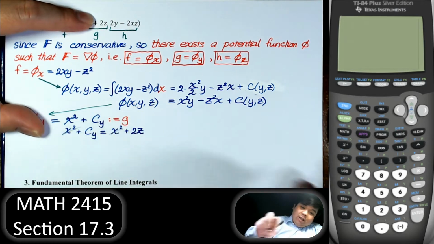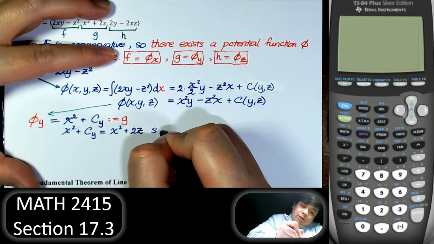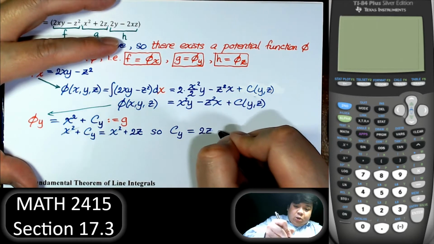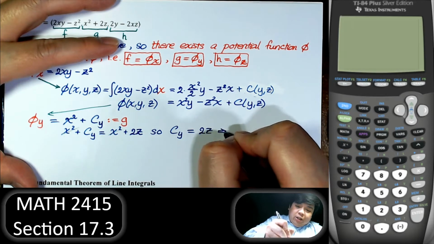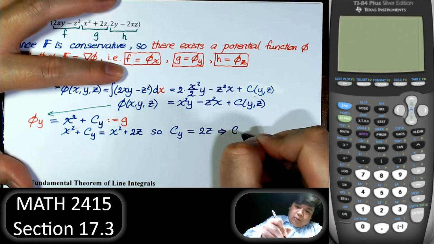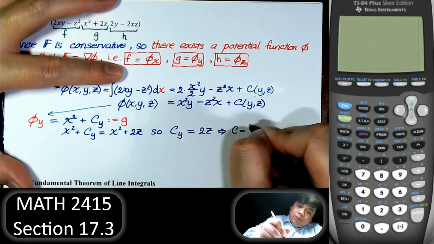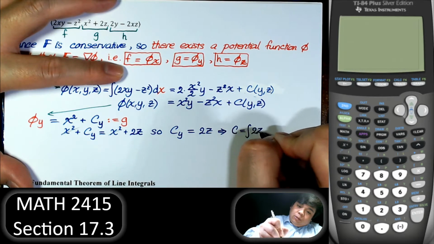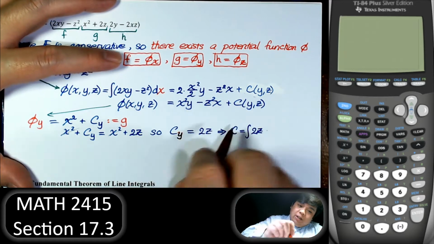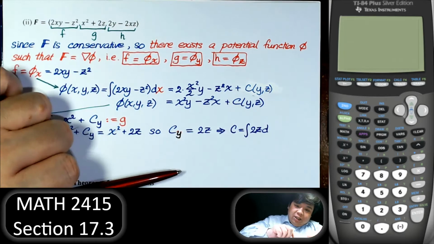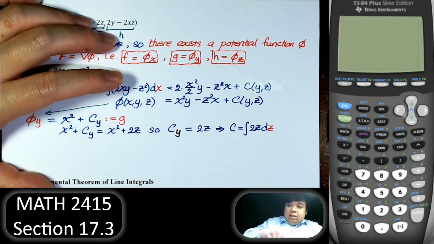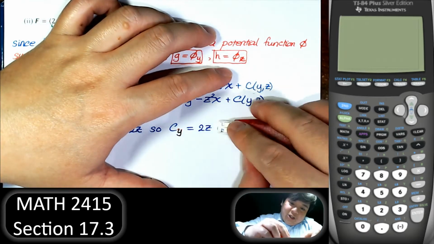Cancel the x squared. Just have 2z. So the derivative of c with respect to y is 2z. So to get back to c, we integrate. This is with respect to y. So if we integrate with respect to z, never mind. Let's write that in the next line so we see it.